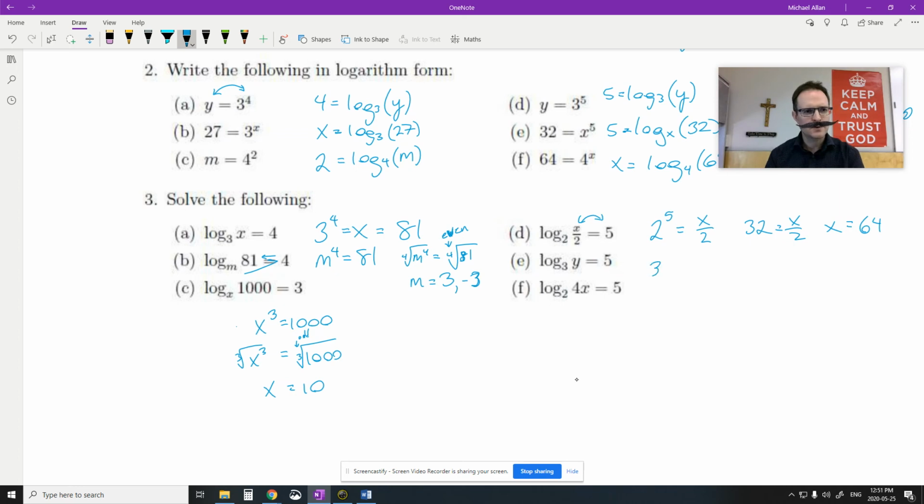This is going to be the same idea. 3 to the power of 5 is equal to y. Y is then just 3 to the power of 5, whatever that is. 243. Nice. Now this one here, you're going to switch these two again. So this is going to be 2 to the power of 5 is equal to 4x. You could do the little 7 rule too. Remember, 2 to the power of 5 is 32. And then I can divide both sides by 4. And I get 8. There you go. Cool.